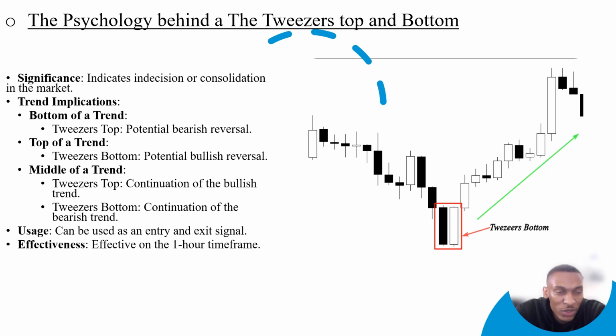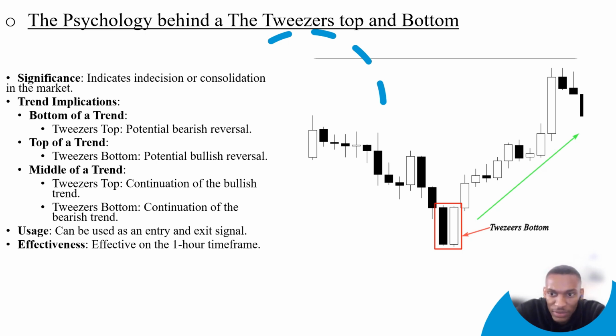Okay, so let's look at the psychology behind the formation of the tweezers top and tweezers bottom. What does it mean when they form at certain levels? What can we expect? What can we anticipate? What can we hope for? And what can we look forward to?